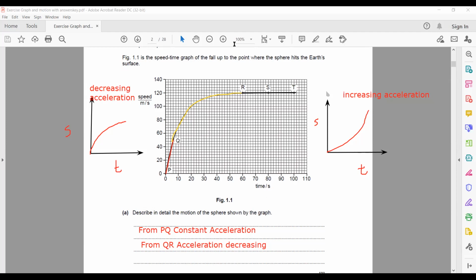Then it is a horizontal line from R, S and T. So what is happening from R to S to T? It's a horizontal line. So what is constant? Speed is constant or acceleration is constant. So it's a constant speed. Yeah, that's right. A constant speed. Or we can say zero acceleration, or there is no acceleration. So this is the answer for this question, how we explain the motion of a sphere by using a speed time graph.